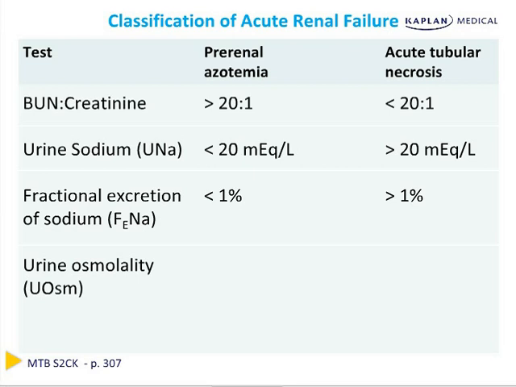Lastly, we discussed urine osmolality. In prerenal azotemia, again, the kidney is functioning normally, so we're going to produce appropriately concentrated urine. So if we measure the osmolality of the urine in prerenal azotemia, it's going to be high, or greater than 500. In the case of acute tubular necrosis, the kidney itself is not able to concentrate the urine appropriately, so we'll see isosthenuria, or the inability to concentrate the urine more than 300.